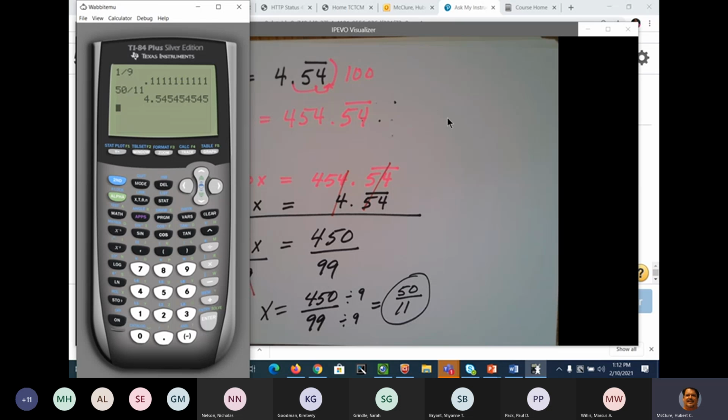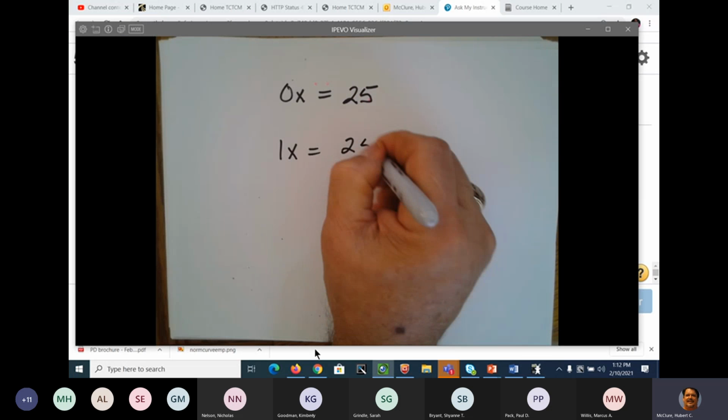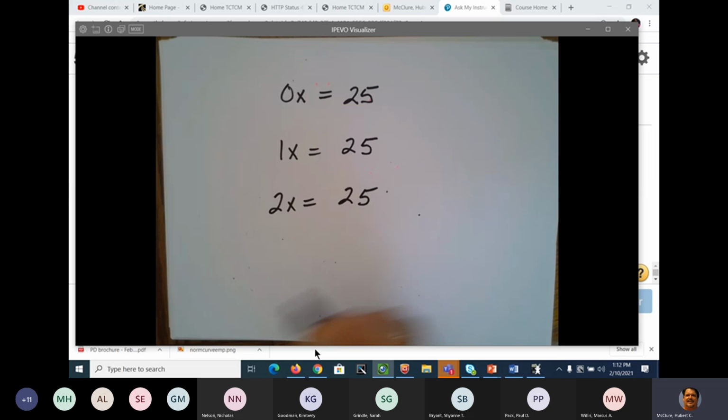Because I had to learn this as a student. 0x is equal to 25. 1x is equal to 25. And 2x is equal to 25. Okay, which one of these cannot happen?